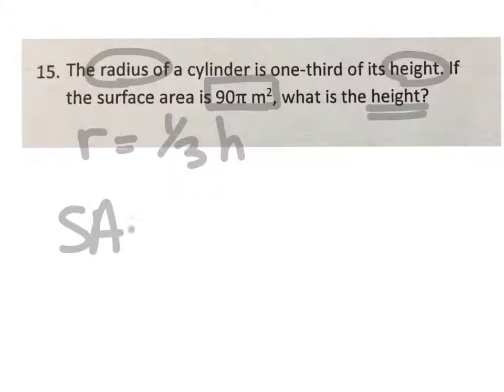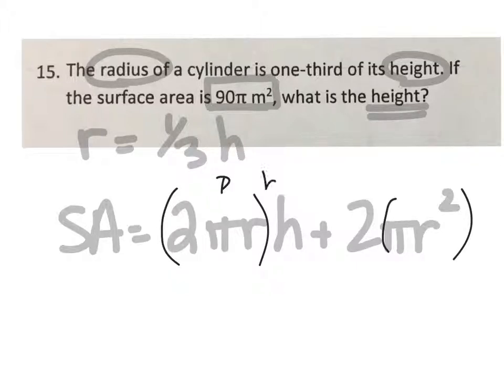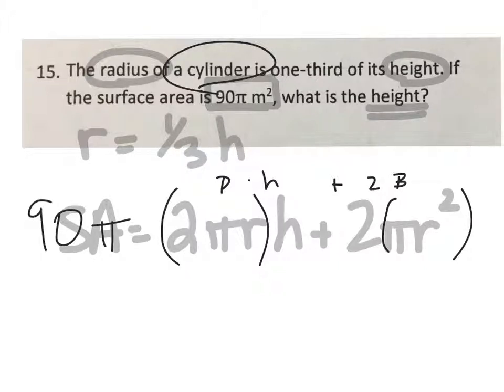We know the formula for a cylinder is 2 pi r h plus 2 pi r squared. That's two base areas. So here's the base area, right? This is perimeter times height plus two base areas. P times H plus 2B is the general formula for surface area of a prism, but this one is specifically for a cylinder. And we know this is 90 pi, so we have a problem.